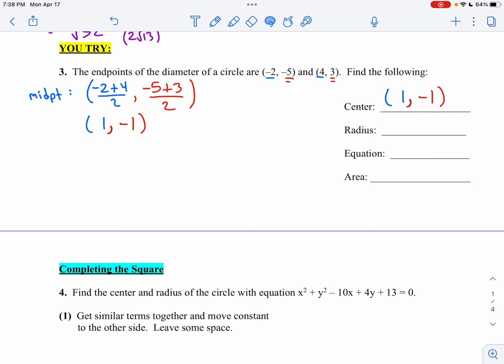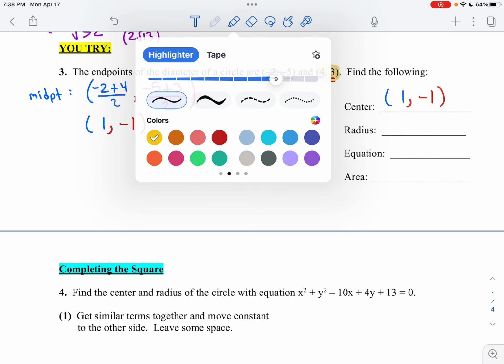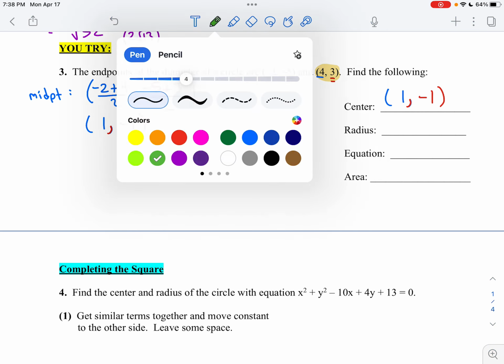And now, just like the previous problem, the radius is the distance from the center to any point on the circle. So you can randomly pick either of the 2 points. I'll just pick this one. And now we can do the distance formula, which will be the radius.